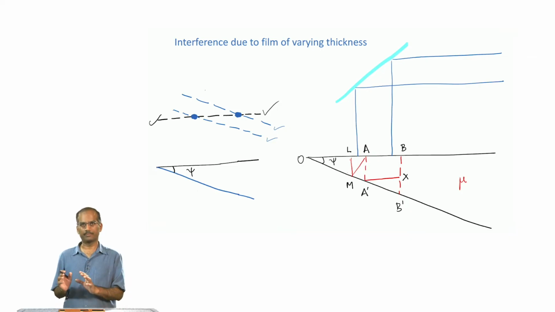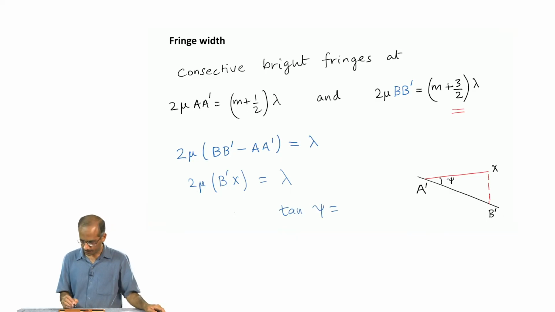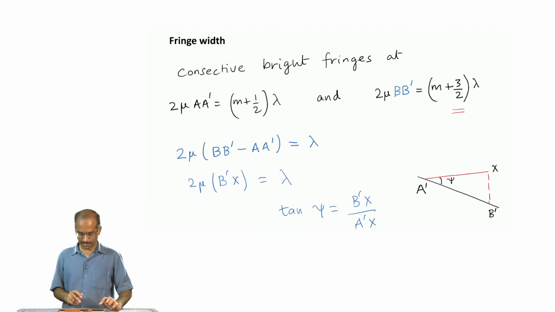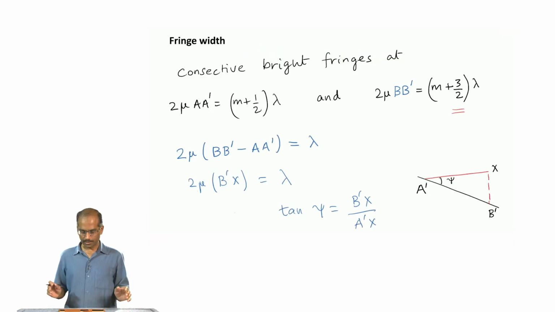So, I have just blown up that part of the angle here, and now tan psi, tan of the angle psi would be equal to B prime x divided by A prime x. So, when I substitute for B prime x from this relation involving tan psi, I will get this relation. Now, you will notice that what I am really looking for is this distance A prime x.